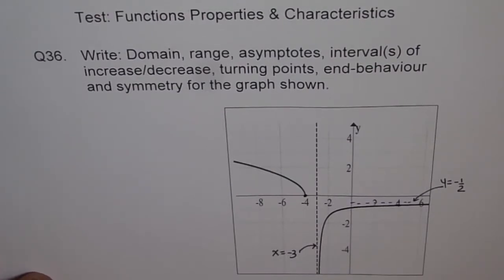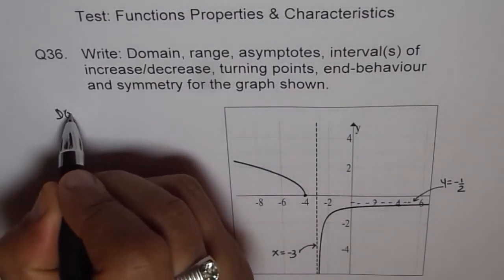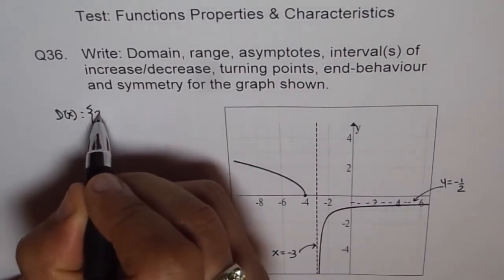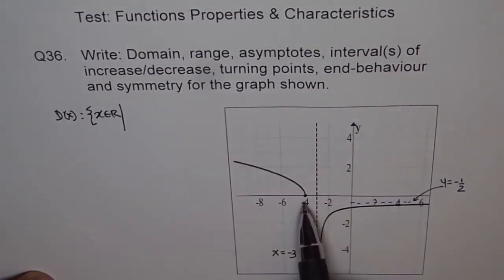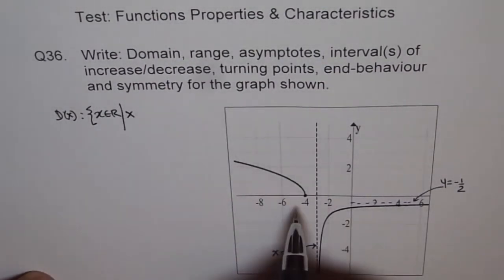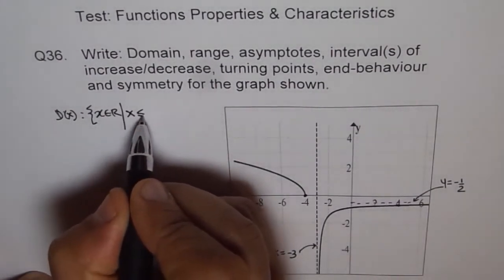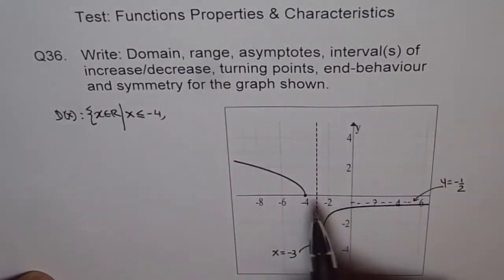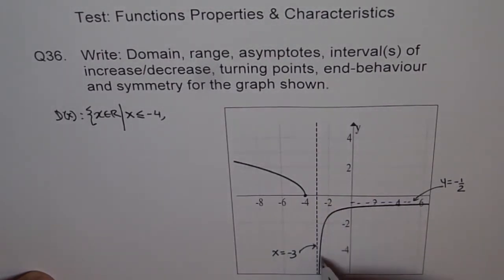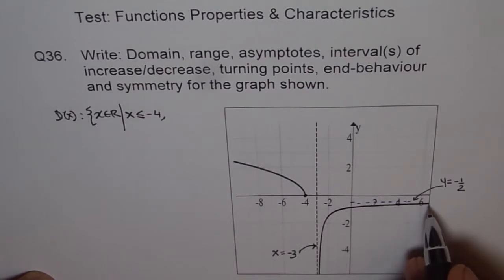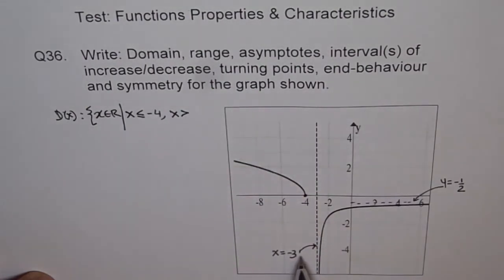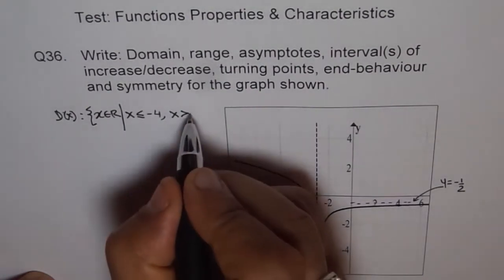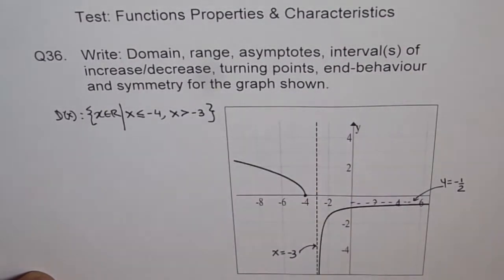So what do you think the domain is? Let's say the domain is x belongs to real numbers, and x could be, you see from here, it is only less than -4. There's nothing beyond that. So x is, and it is including, right? So x is less than or equal to -4. This is one part. Then we have a vertical asymptote, and the graph really starts after -3 and continues forever. So x is greater than, but it's never equal to, because that is a vertical asymptote, -3. So that becomes our domain, correct?